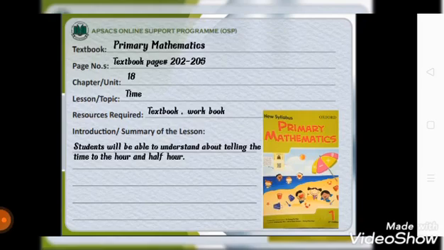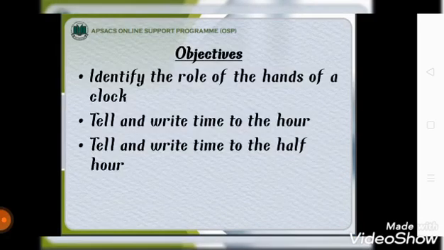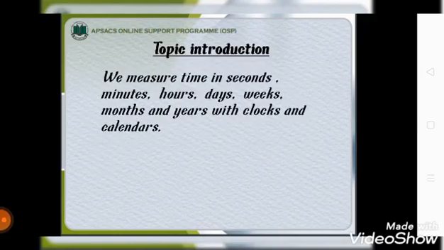Introduction and summary of the lesson: students will be able to understand about telling the time to the hour and half hour. Now have a look at the objectives. Identify the role of the hands of a clock. Tell and write time to the hour. Tell and write time to the half hour. Introduction about the topic: we measure time in seconds, minutes, hours, days, weeks, months and years with clocks and calendars.